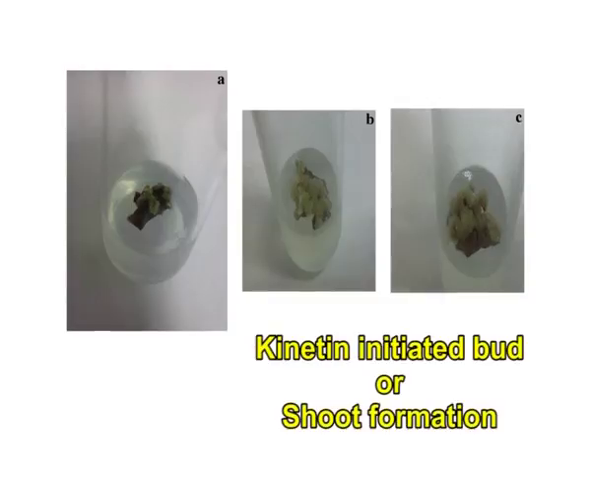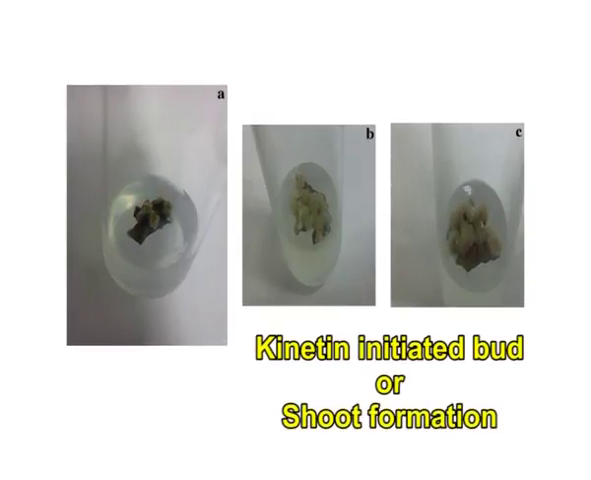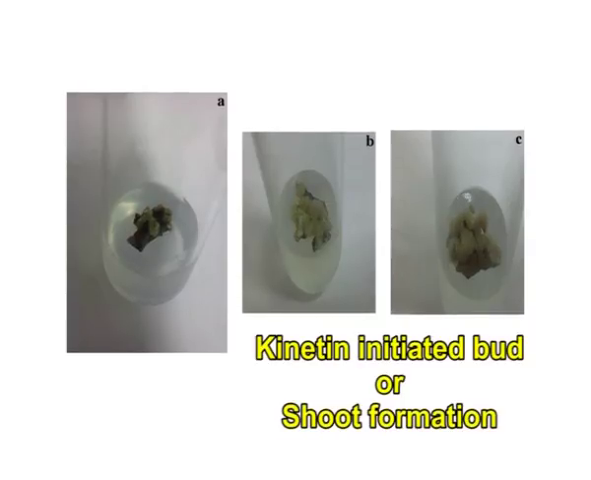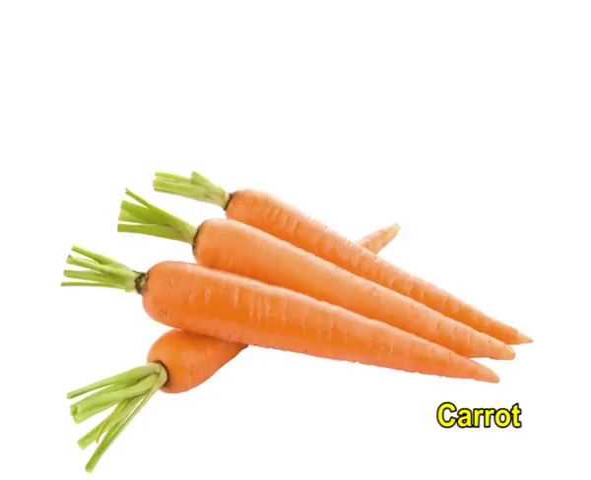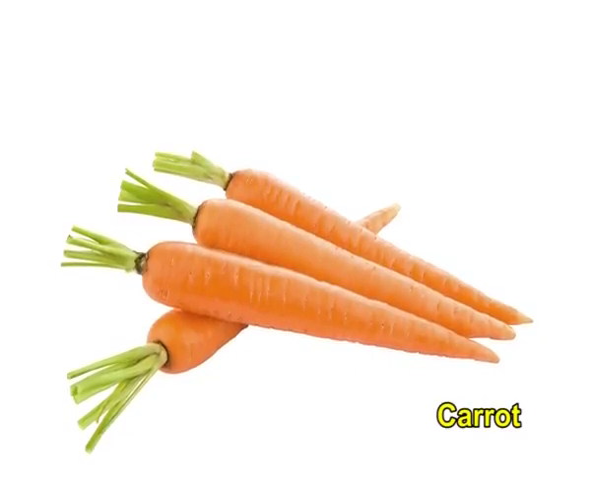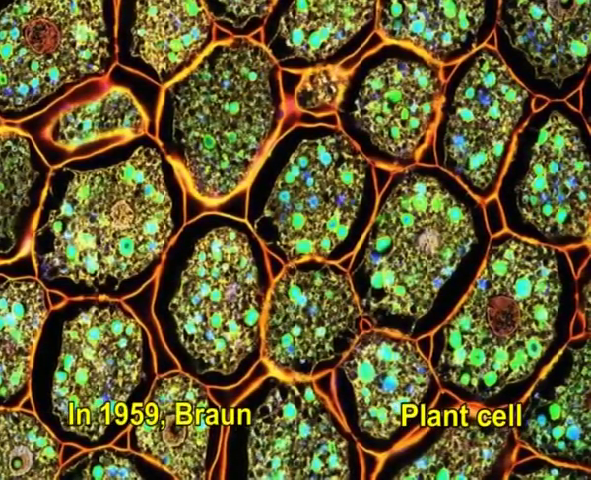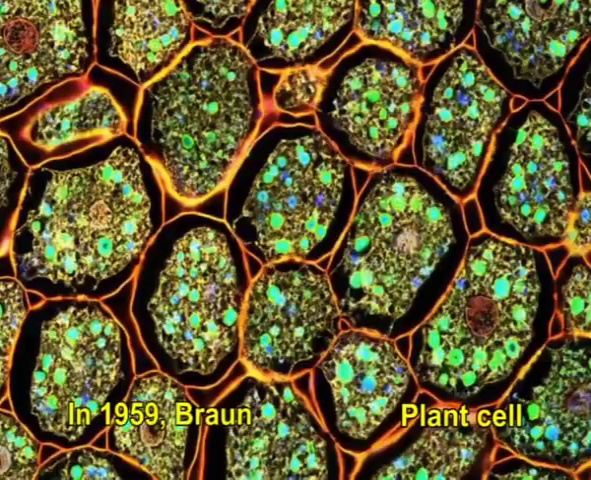High concentration of auxin promoted rooting and a proportionate quantity of kinetin initiated bud or shoot formation. In the year 1958, Reinert first reported somatic embryo formation from carrot tissue. In 1959, Braun regenerated the first plant from a mature plant cell.